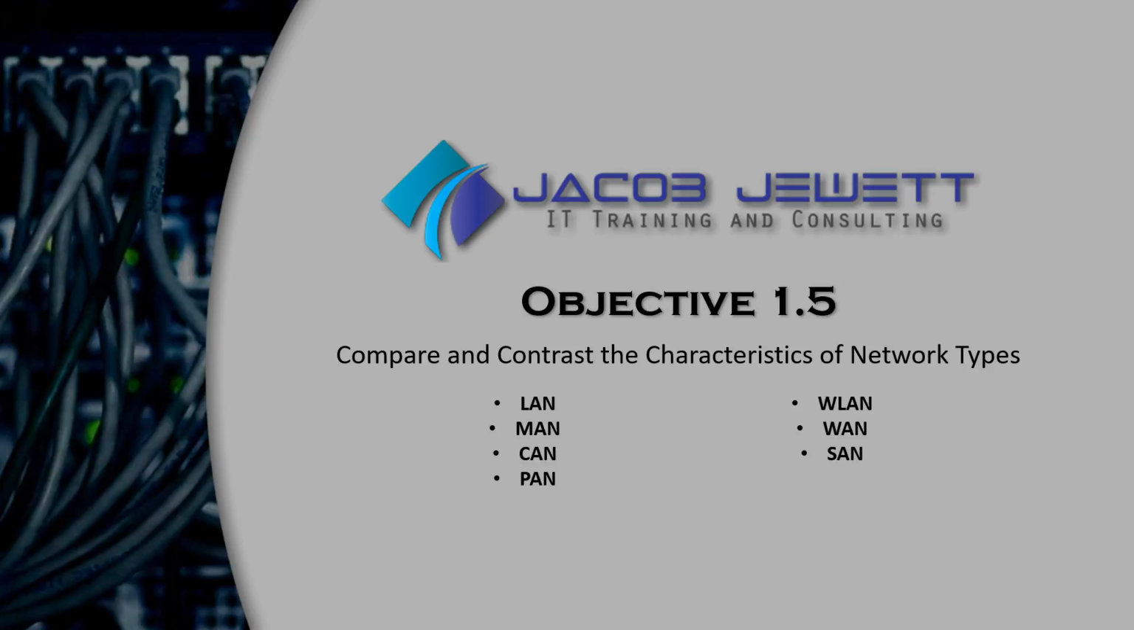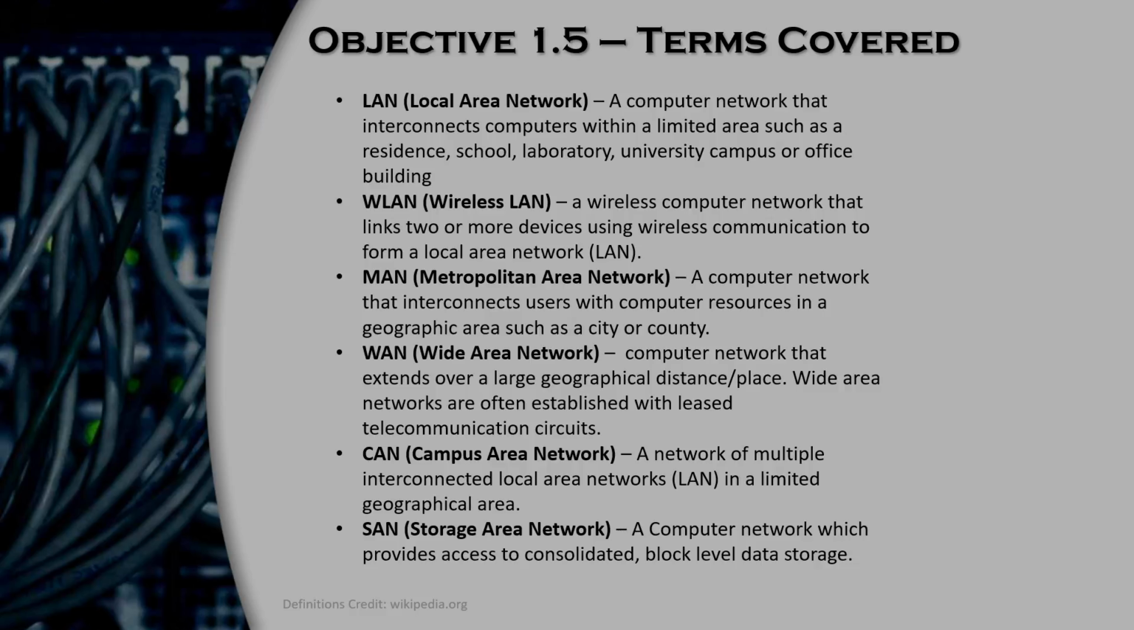Okay, so in this video, we're going to cover LANs, MANs, CANs, PANs, wireless LANs, and WANs, and SANs. Some of the terminology you should know when studying, and this is terminology that CompTIA wants you to know. All these were actually pulled from Wikipedia, so you can find these terms yourself. Wikipedia is public domain, so these are pretty much word for word, just blurbs from Wikipedia.